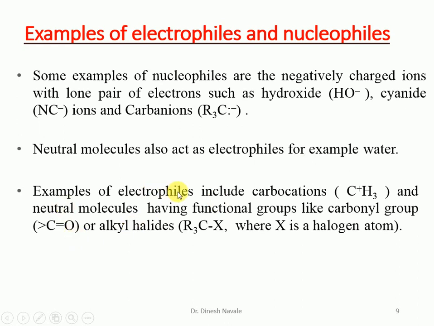Some of the examples of the electrophiles include carbocations, which contain a positive charge, and neutral molecules having functional groups like the carbonyl group, carbonyl carbon, and alkyl halide carbon. These all contain the electrophilic center within a neutral molecule. That means electrophiles can be a positively charged species or a neutral molecule. Same, nucleophiles can be a negatively charged species or a neutral molecule.